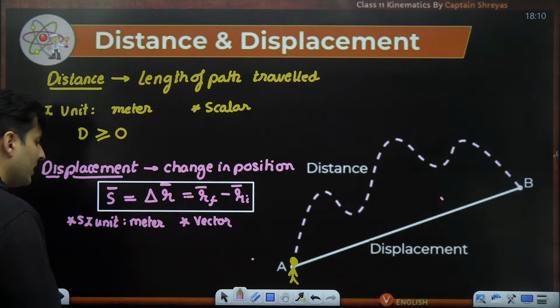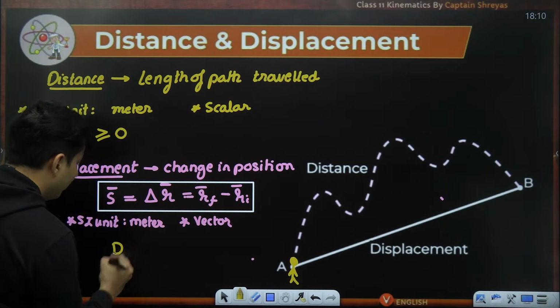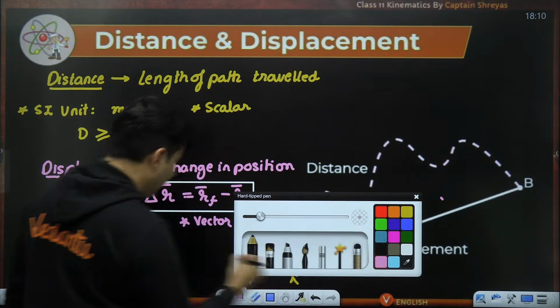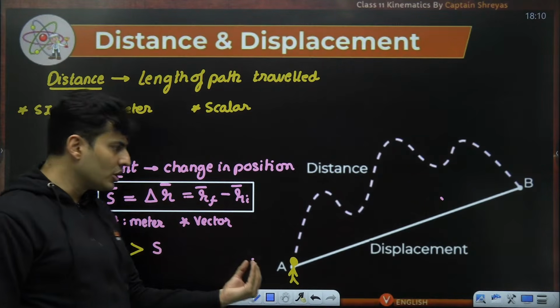So usually you're going to find that the distance is more than the displacement, magnitude-wise, value-wise. Yes, it's usually going to be more.